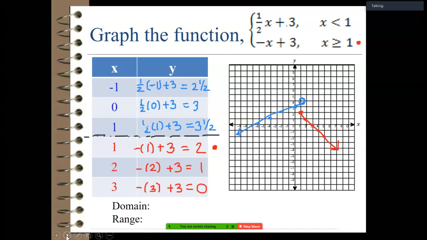And then we want to talk about domain and range. So, does every value of x have an answer for y? Can I plug in every x number and get an output? Yeah, because it's x less than 1 and x greater than or equal to 1. So they overlap, they match up, they meet. So my domain is -infinity to infinity, or all reals. Because every value of x has an output for y.